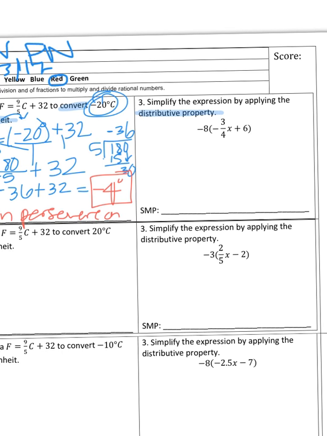Every time you see parentheses and there's a variable, you distribute the outside number to every single term inside the parentheses by multiplication. So negative 8, you can say has a 1 under it. What's negative 8 times negative 3? Well, negative times a negative is positive. 8 times 3 is 24. Now, what's 1 times 4? 4. And remember the x. Do not forget the x.